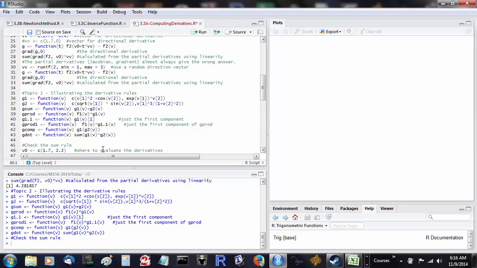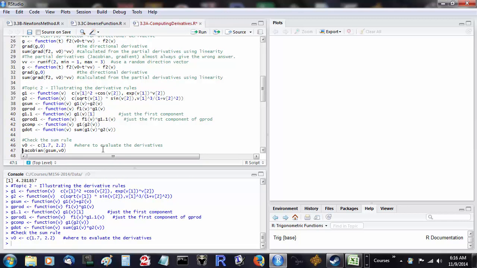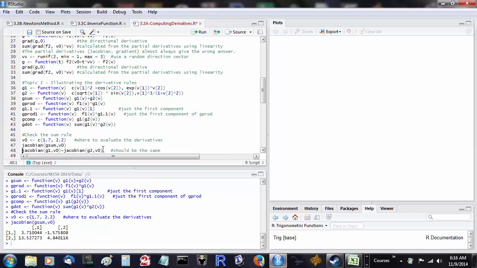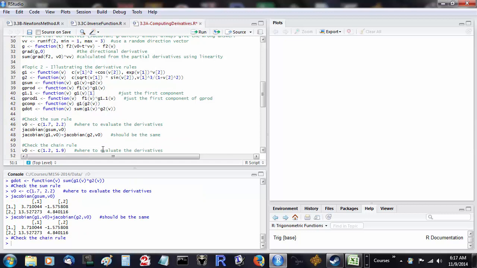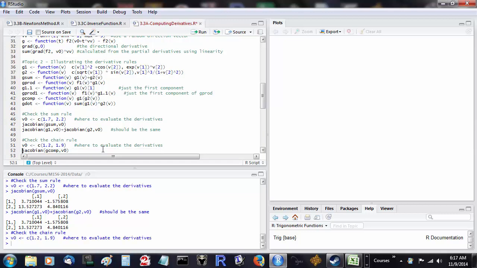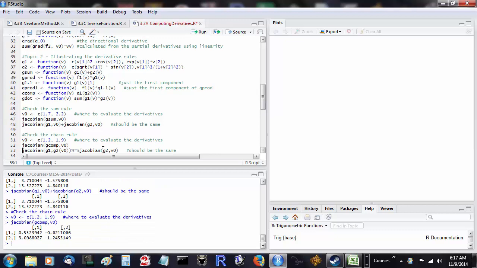Now we can check all the differentiation rules. We have to pick a place for evaluation, calculate the Jacobian of the sum of the two functions, calculate the sum of the Jacobians. It comes out the same. Check the chain rule. Pick an evaluation point, calculate the Jacobian of the composition of the two functions, g1 composed with g2, and then compute what the chain rule says should be equal.